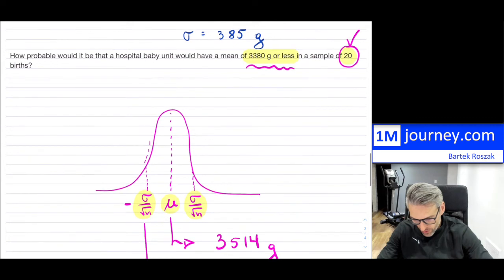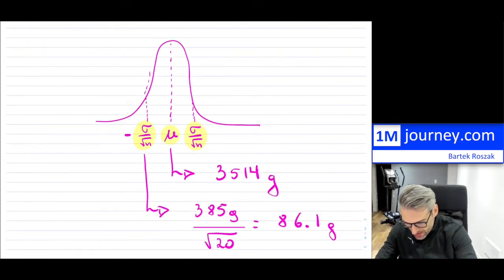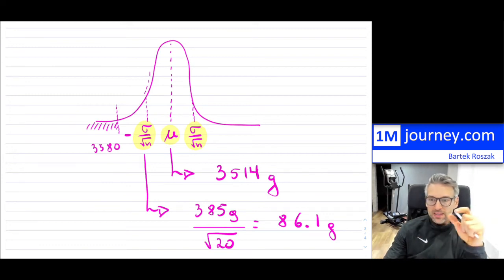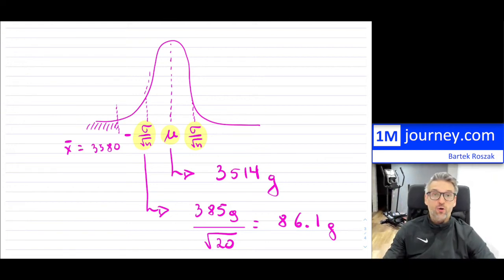And now what this is saying is, well, in that particular sample of 20, how probable would it be that we would fall all the way at 3380? Now notice 3380 is going to be far off here on the tail end, somewhere over here. So the probability of having a sample of 20 babies and then having their mean be equal to this or less is going to be very small, if you had 20 babies that were born.